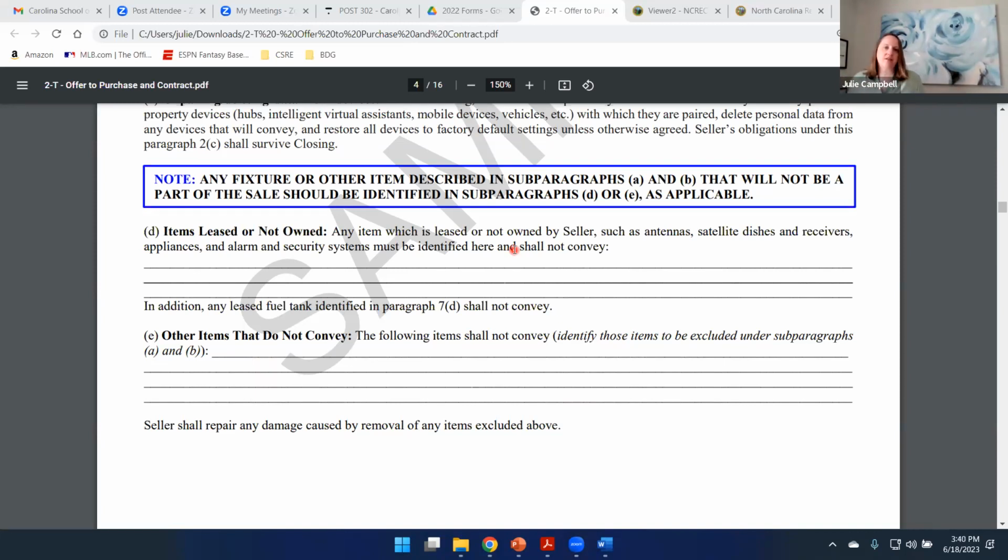Also addressed under items leased or not owned in paragraph 7D, we got some new verbiage last year about fuel tanks. So we'll cover that. And then there's other items that do not convey.